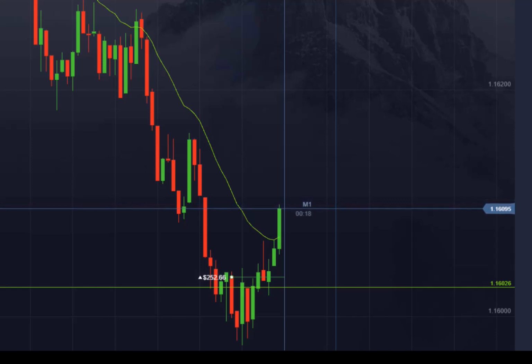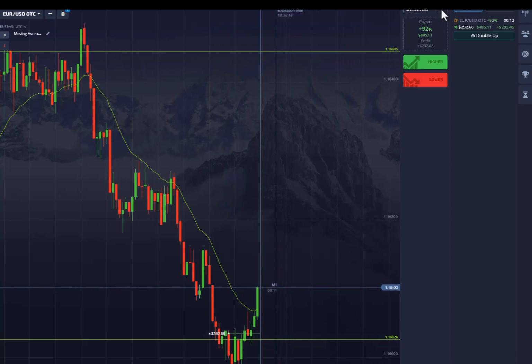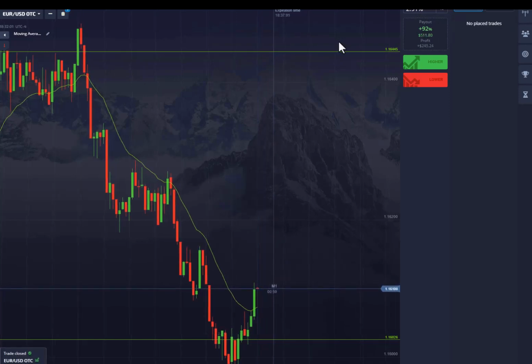Great candle. Great candle. Let's load up for the next one. 5-minute shot coming up. Great candle. It's 2.91. Really? Okay. Great candle.